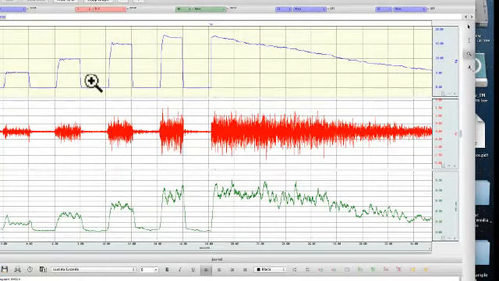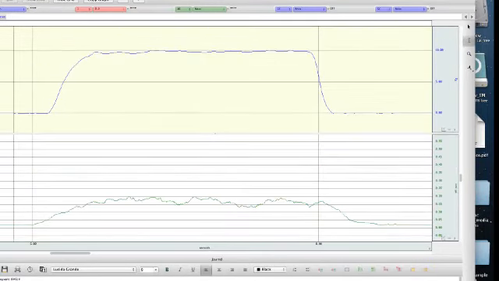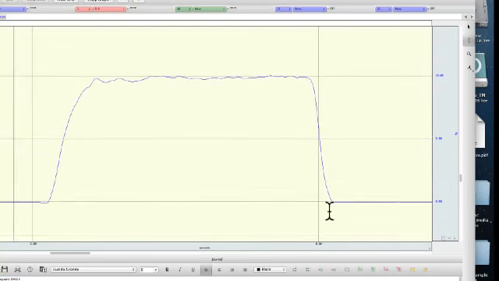Let's measure the second peak. So I'm going to draw a marquee around it with the magnifier and go back to my I-beam, and I'm going to close the channels I'm not interested in. And now I'm just left with the one I want to measure.